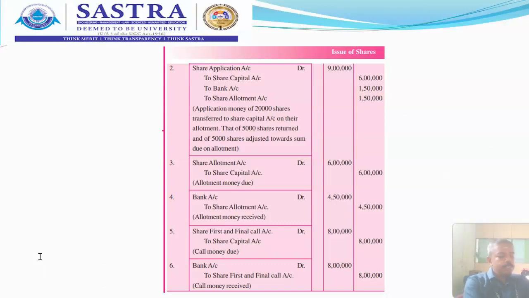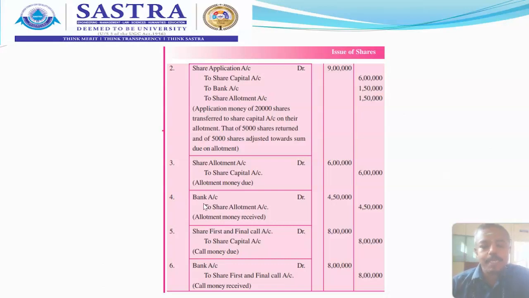So what you need to do is copy the statement form, the journal entries form, properly. Have a title, Full Healthcare Limited Journal Entries. Next is the journal entry for the transfer. Please see that and copy it in your notebook properly, along with the reason in brackets. Share application account debited rupees 9 lakhs, to share capital account rupees 6 lakhs, to bank account rupees 1,50,000, to share allotment account rupees 1,50,000.